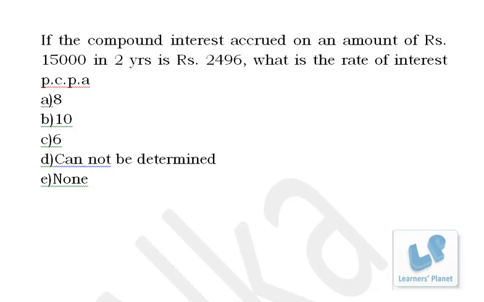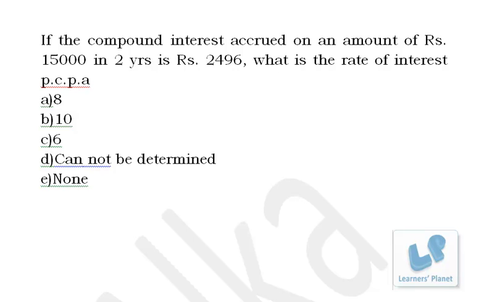See, compound interest is not the same every year, but since the options are 6, 8 and 10%, I'm just trying to get an around idea of the rate of interest, right? So I just repeat here once again. In 2 years, it is 2496, that is around 2500. That means for 1 year, it will be around 1250, right?